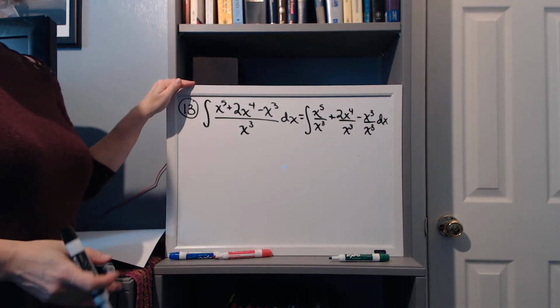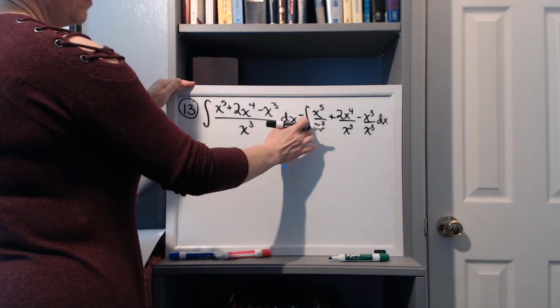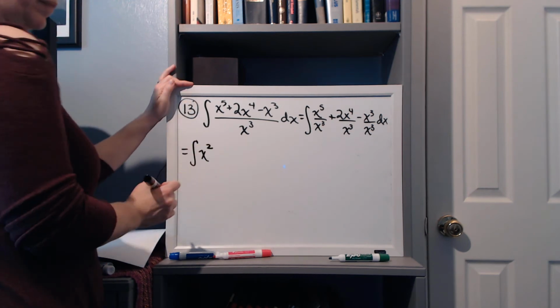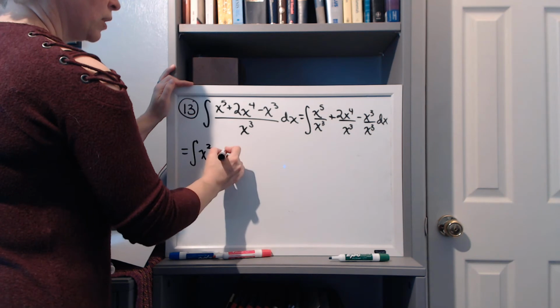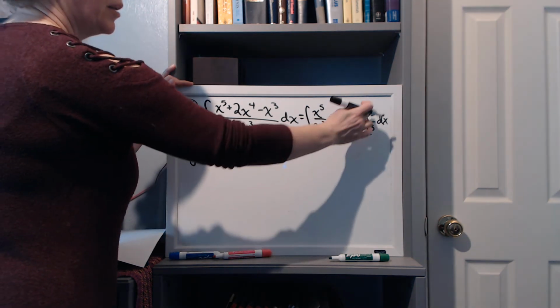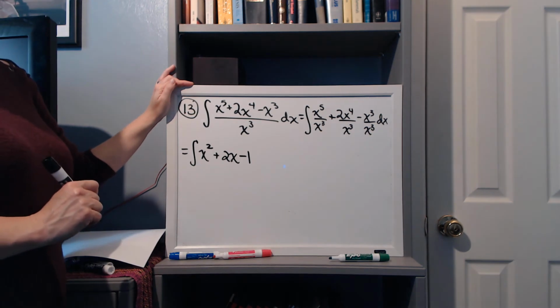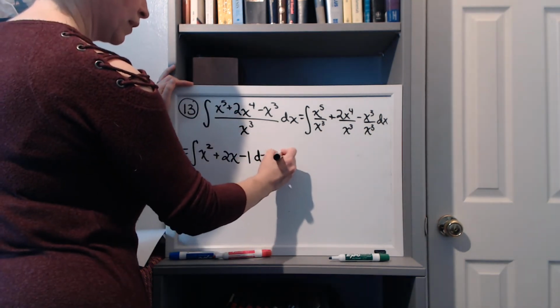dx. And now we're going to cancel the powers we can cancel. So we have x to the fifth over x cubed, and that's going to give us an x squared. And then we're going to have 2x to the fourth over x cubed, so that's going to give us a 2x. And then we have x cubed over x cubed, so those cancel and give us a 1. So now we have x squared plus 2x minus 1 dx instead.